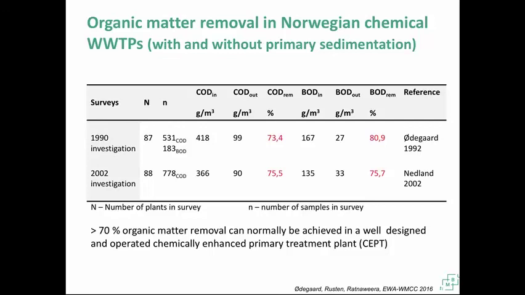Organic matter removal efficiencies are debatable with chemical coagulation, but here is a table showing the experience from Norwegian treatment plants. As you see here, these treatment plants show removal of over 70% of organic matter. This is because when we have chemical coagulation, we can remove particles quite well. The suspended solids in the outlet could be less than 10 milligrams per liter. So this is one of the reasons that we can remove quite a lot of organic matter.